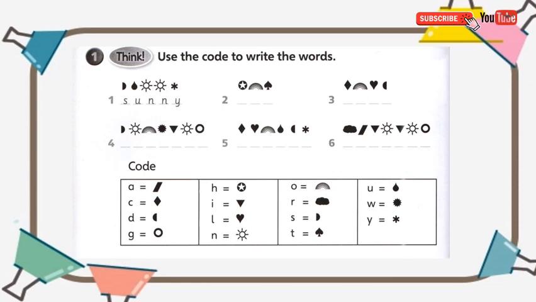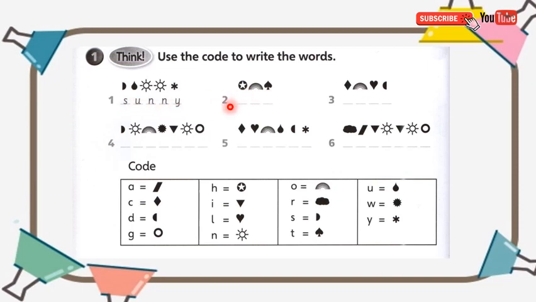Let's use the code to write the words. So this is the code. Look at the symbol, find the symbol, then change the code into letter or alphabet. So you can see what's the answer. First, this symbol shows S. This symbol for U, this one for N, and last one for Y. So you get the answer sunny.